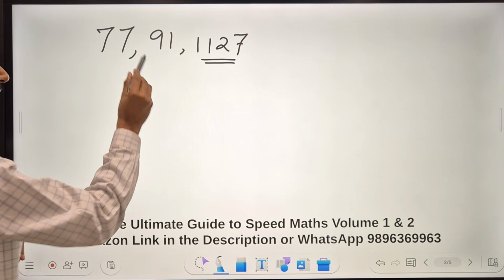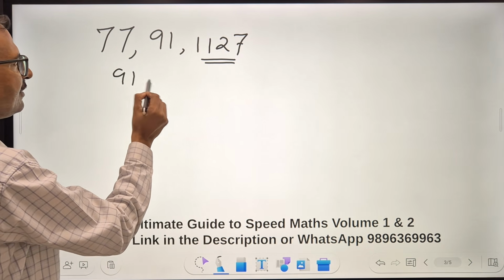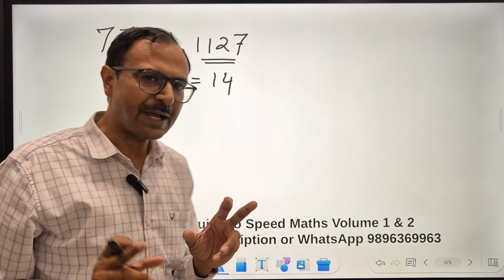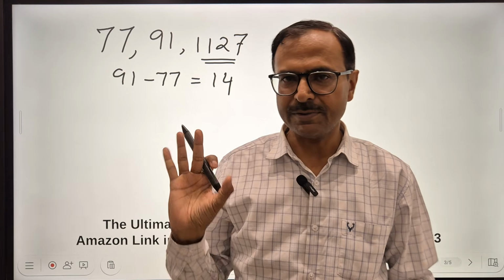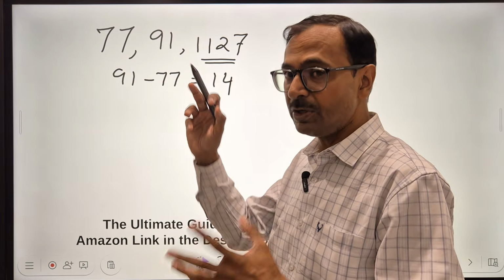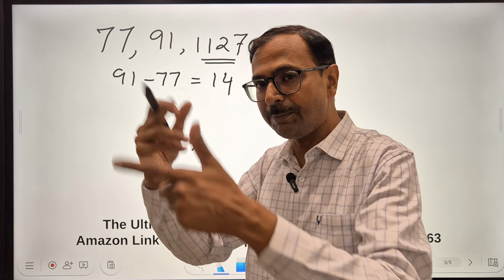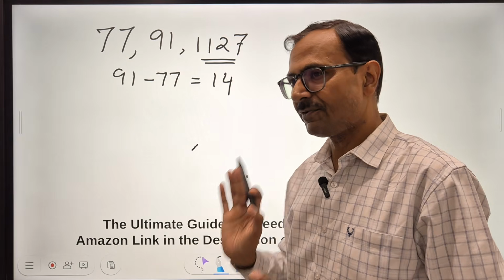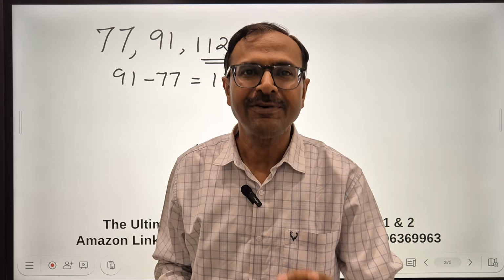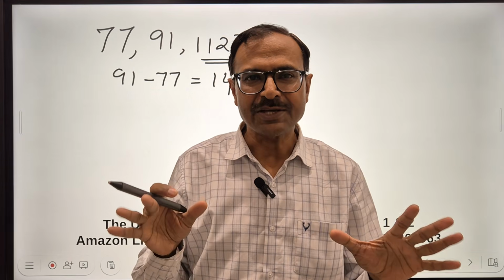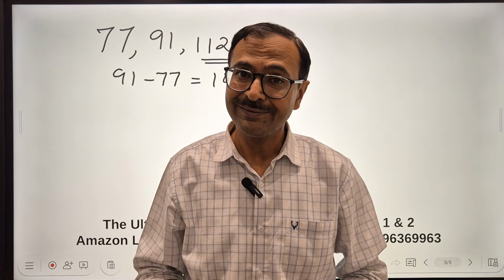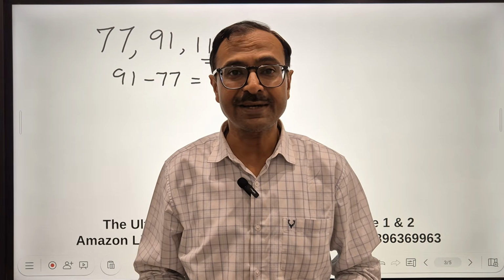So forget this. Let's take the difference between 91 and 77. How much is this? This is 14, right? And that actually is the minimum difference between these three numbers. I hope you admit that the difference between these two will be huge, and the difference between these two will be even bigger. So 91 and 77, the difference is 14. Now you should know that your answer HCF cannot be more than 14. It has to be 14 or less than 14.